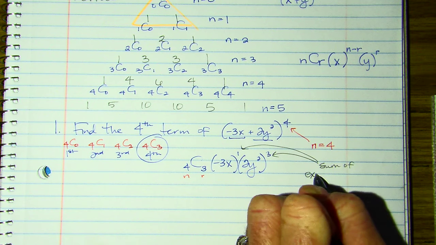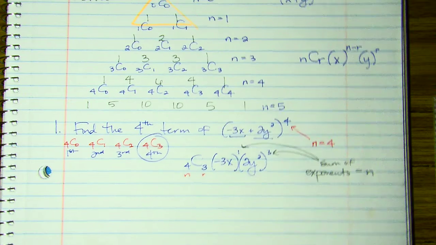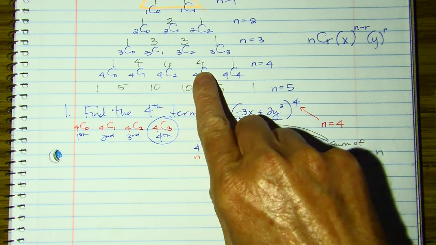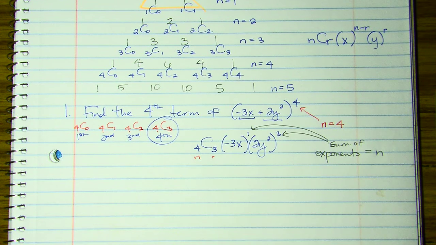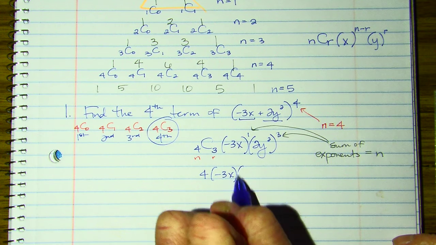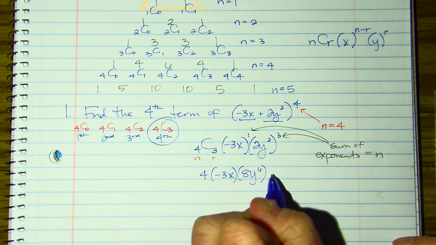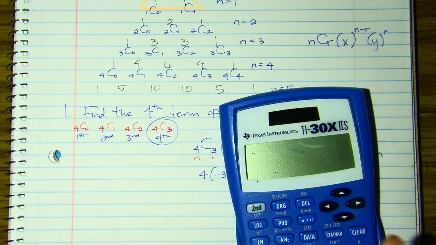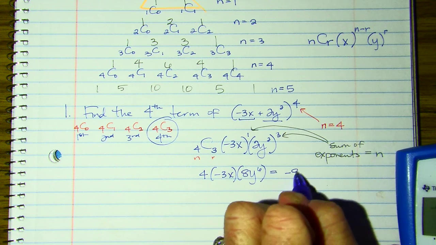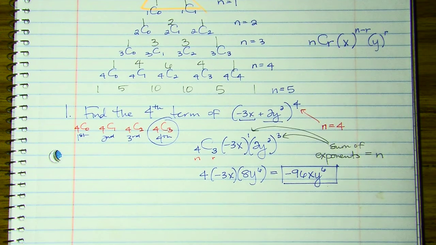Also, I know that the sum of exponents must equal n. So I can't exceed the value. From here, I'm going to evaluate this. We happen to have the triangle above us. 4c3 is 4. So I'm just going to use that. I have 4 times negative 3x times 8y to the 6th, right? 2 to the 3rd, y squared to the 3rd. So that gives me 4 times negative 3 times 8. So negative 96xy to the 6th. And so there is my 4th term.